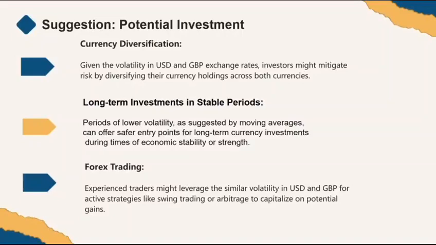Diversification: given the volatility in USD and GBP exchange rates, investors might mitigate risk by diversifying their currency holdings across both currencies. Long-term investments in stable periods of lower volatility, as suggested by moving averages, can offer safer entry points for long-term currency investments during times of economic stability or strength. Forex trading: experienced traders might leverage the similar volatility in USD and GBP for active strategies like swing trading or arbitrage to capitalize on potential gain.